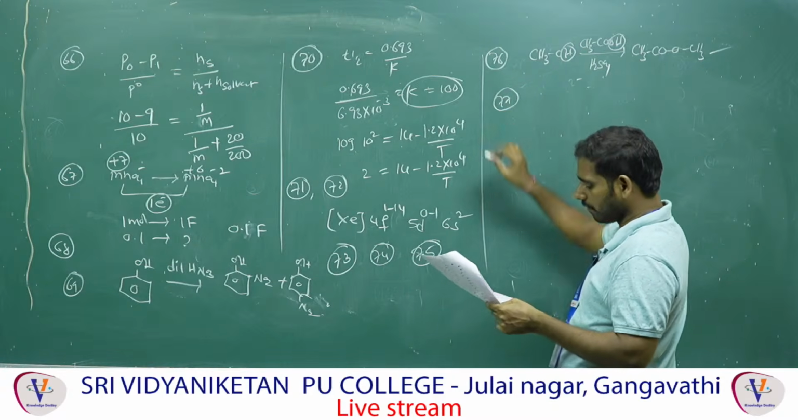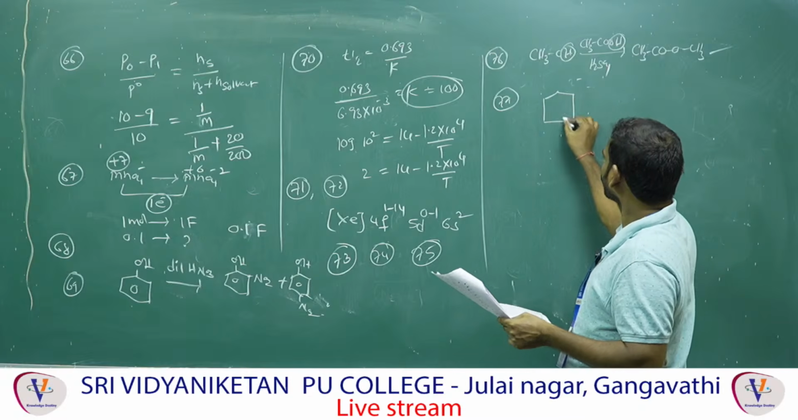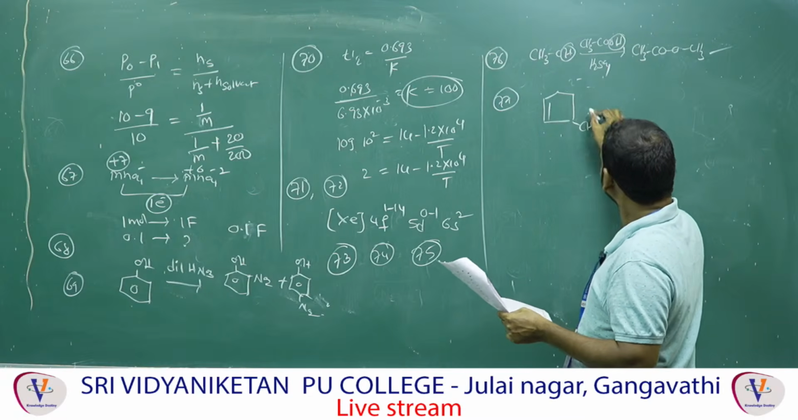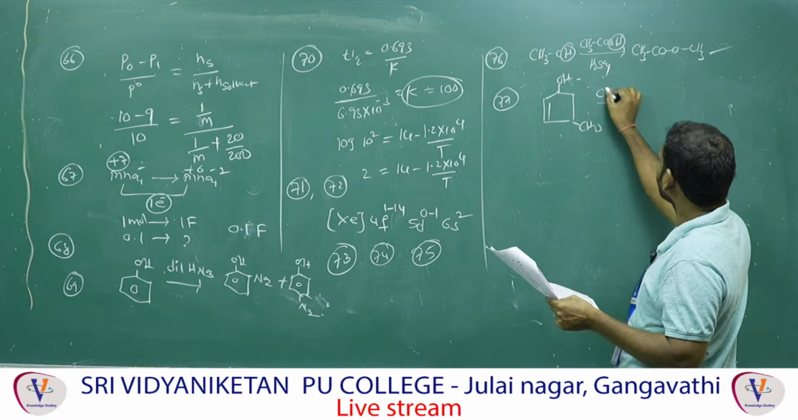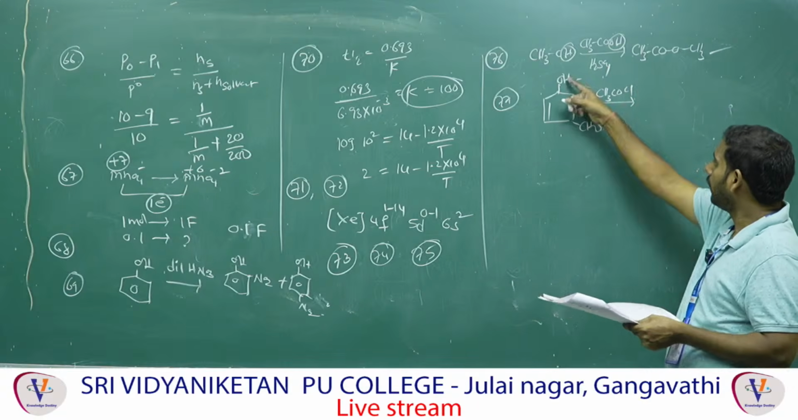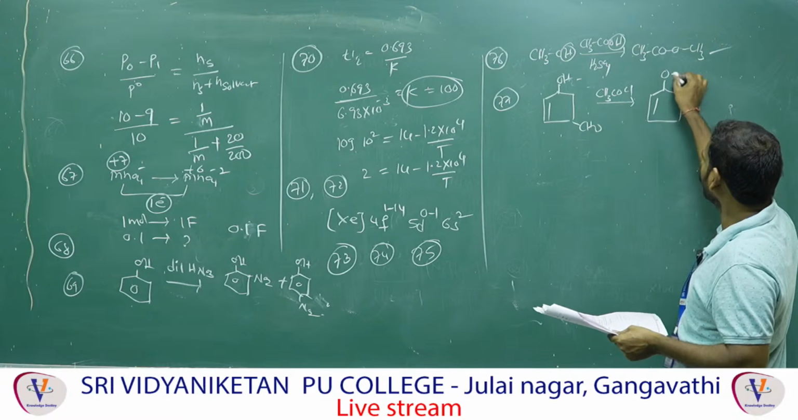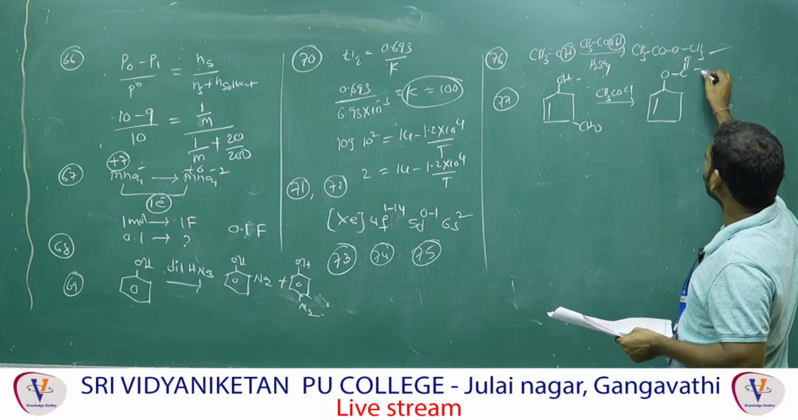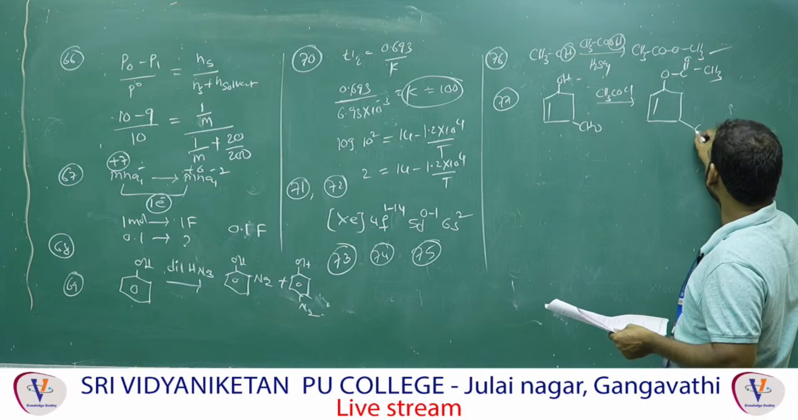Question number 77. Pyridine. OH reacting with acid chloride, CH3COCl. Acid chloride means H and Cl, HCl is eliminated, and you will get the answer: OCOCH3, CHO.